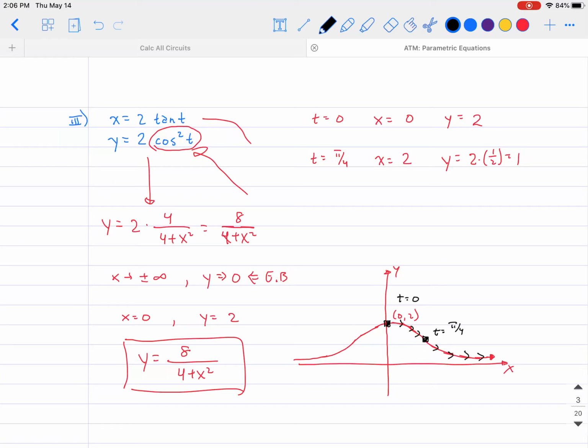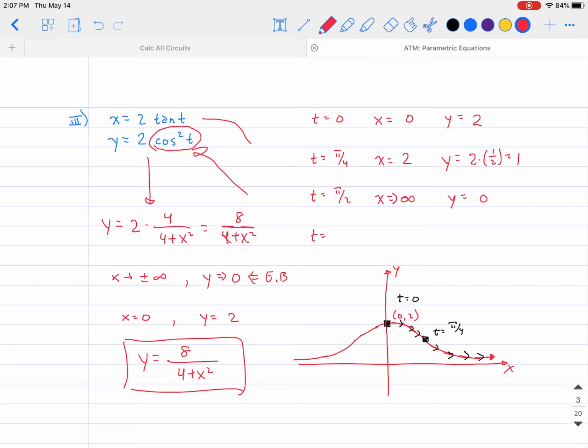Now, as for the left-hand side, we can keep plugging in values for t just to see what happens here. So let's continue on with the adventure. So t is equal to pi over 2. X is going to be undefined, or technically like saying it's going towards positive infinity, whereas y is going to be equal to 0. So that tells me it is following the curve and going towards infinity. So it's getting closer and closer to the x-axis.